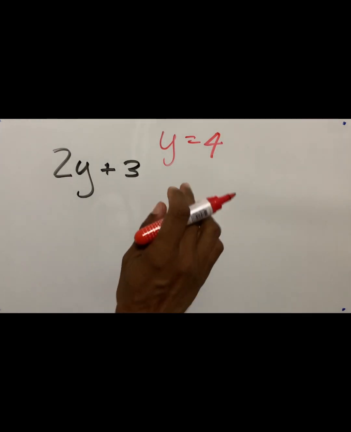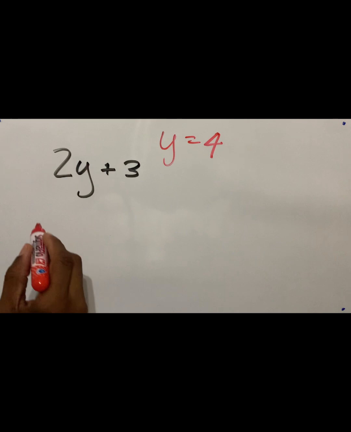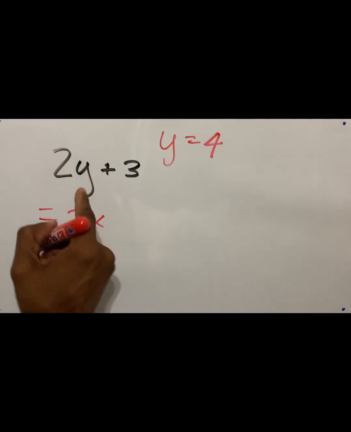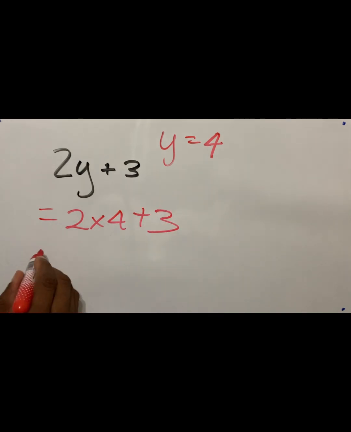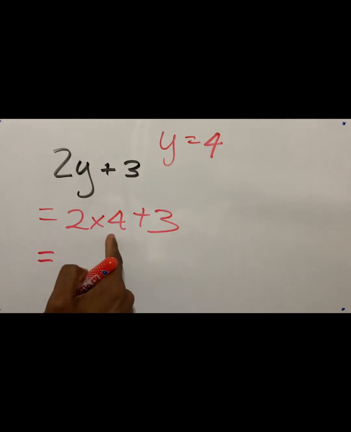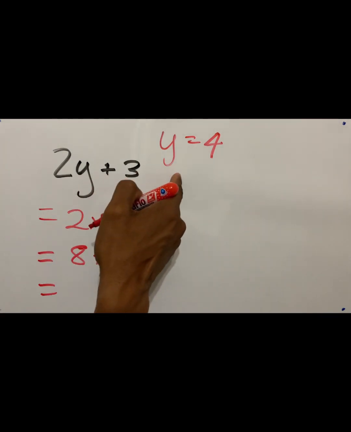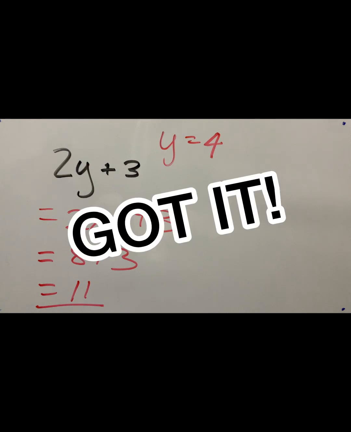So let's say y is equal to 4. What would this expression be? This will be equal to 2 times y, which is 4, plus 3. And we all know that we do the multiplication first before we do our addition. 2 times 4 is 8, plus 3. So this algebraic term, if y is equal to 4, is equal to 11.